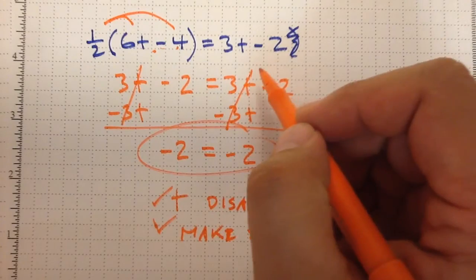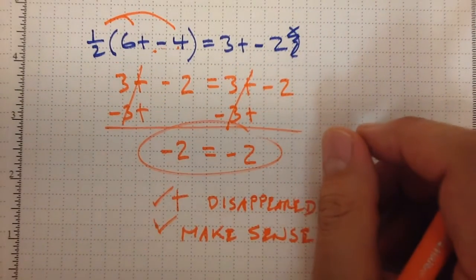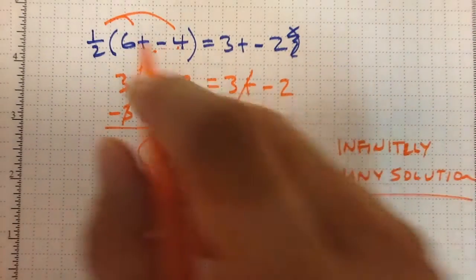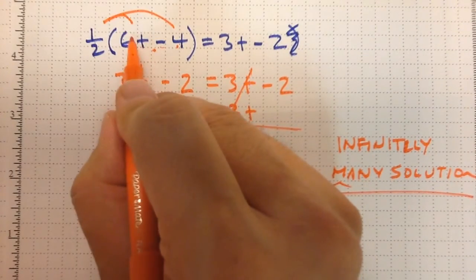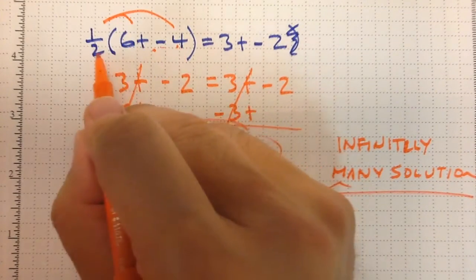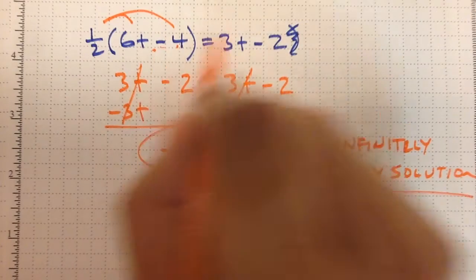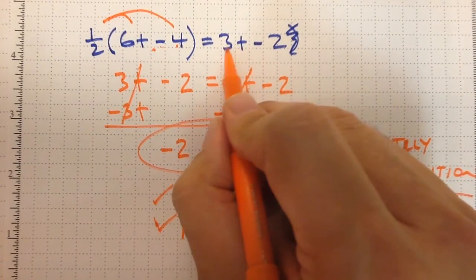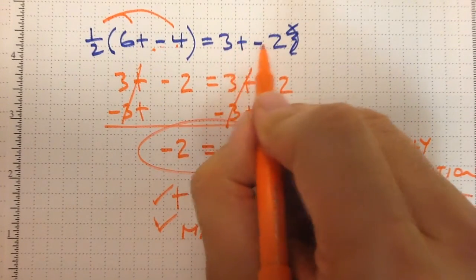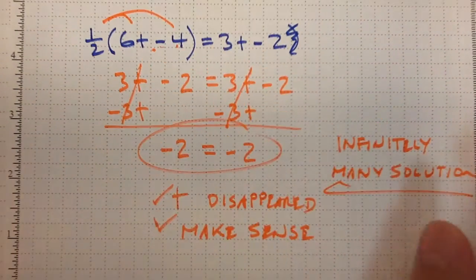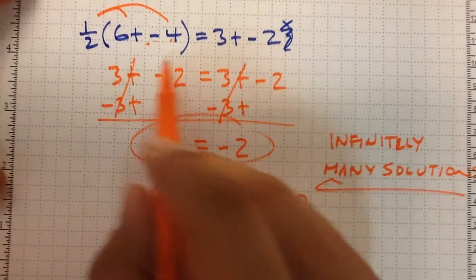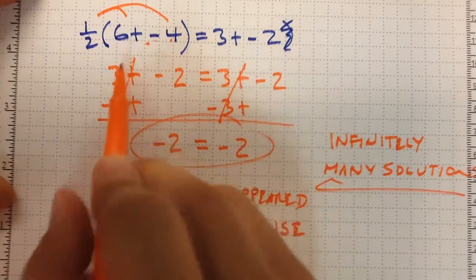13 equals 13. But then let's say I pick a different number. Let's say I pick 2. Well, 6 times 2 is 12. 12 minus 4 is 8. Half of 8 is 4. If I do that over here, 3 times 2 is 6. 6 minus 2 is 4. 4 equals 4.